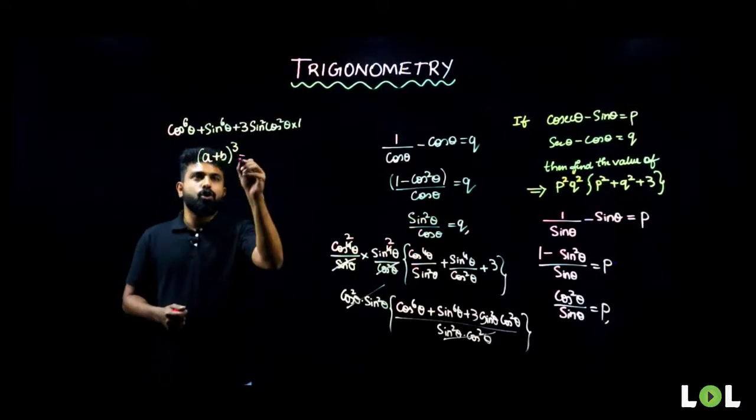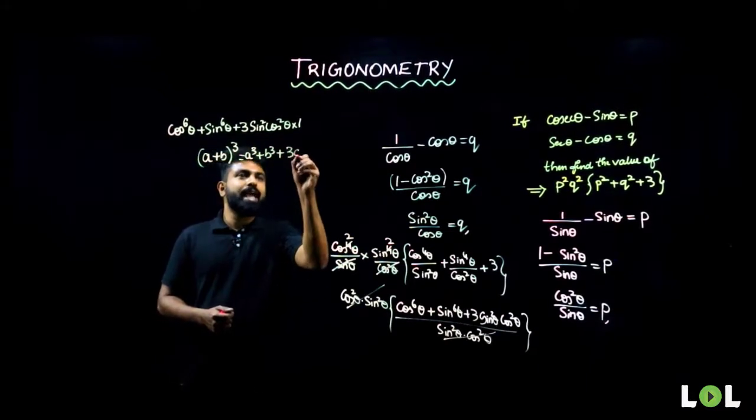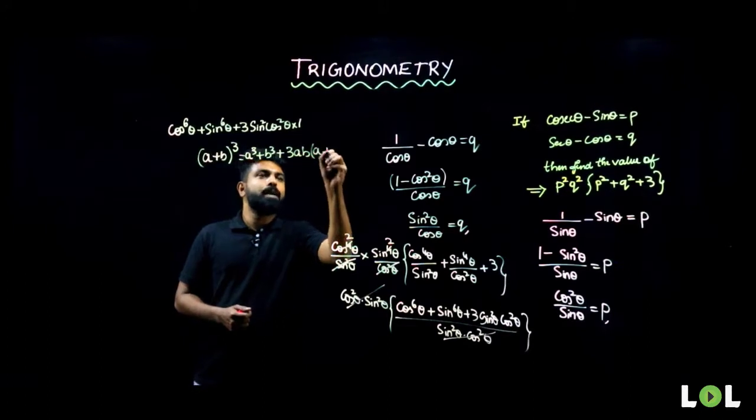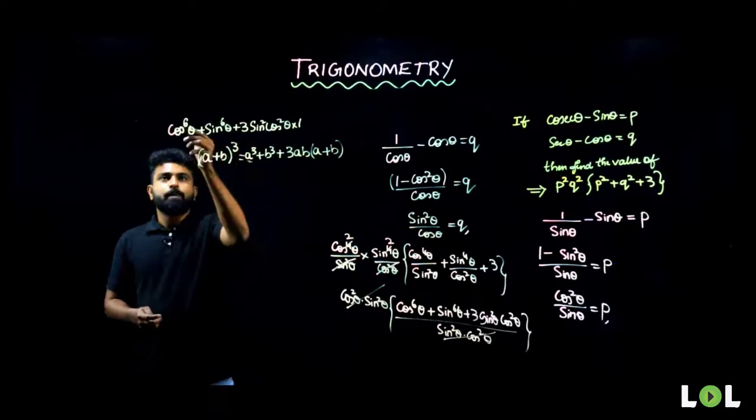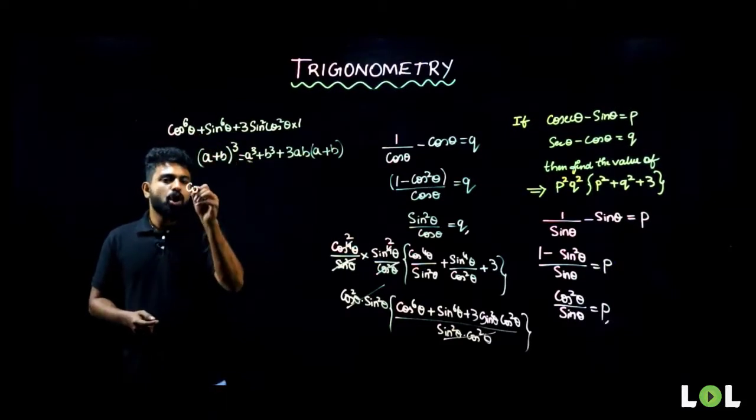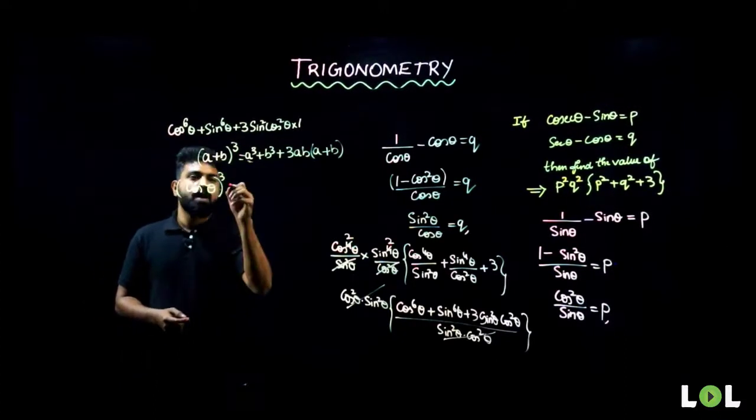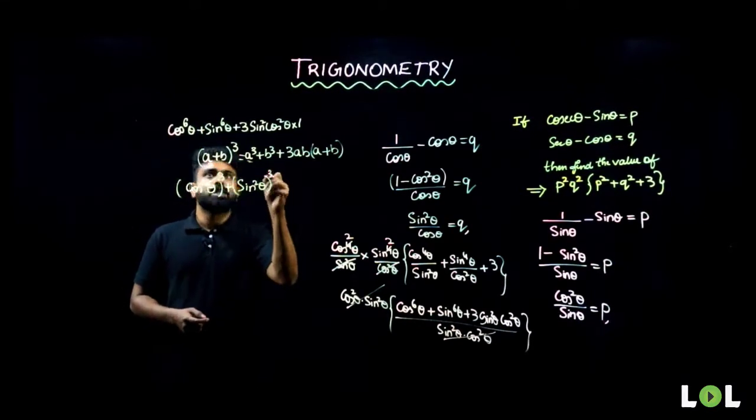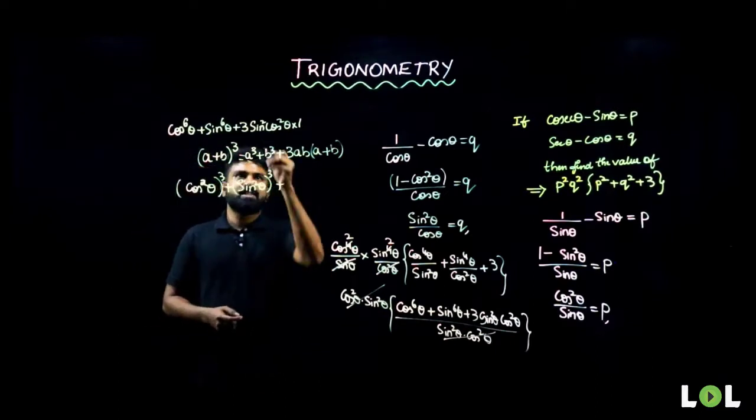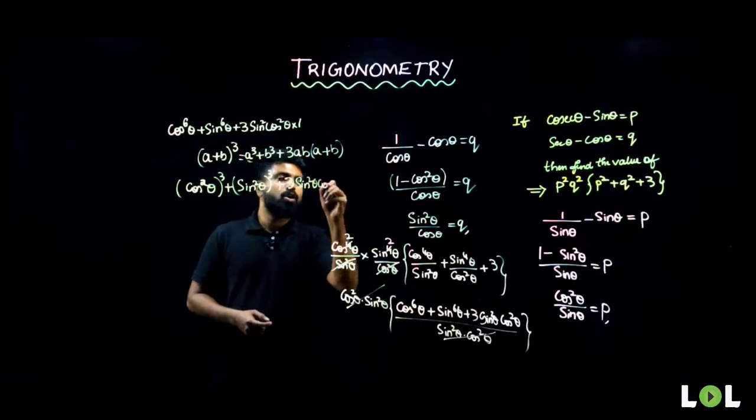What is (a + b) the whole cube? It is a cube plus b cube plus 3ab into (a + b). Look at this. We need a cube here, but we have cos power 6. So what can I write it as? Cos square theta the whole cube is nothing but cos power 6 theta, plus sin square theta the whole cube is nothing but sin power 6 theta, plus 3 into sin square theta, cos square theta.